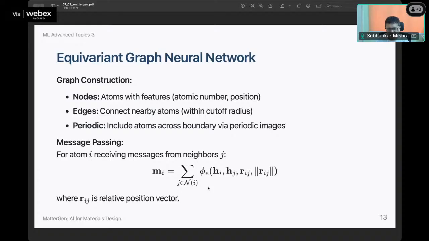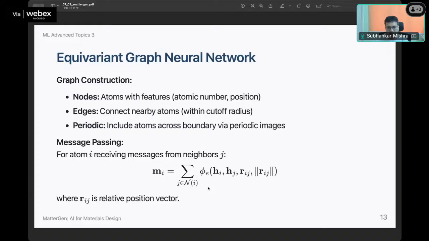So first, let's go back a little bit and recap what graphs are. In graphs, basically we can have nodes. So here, for example, we have atoms with features, and edges will be connecting nearby atoms within a cutoff radius, and then periodicity will include atoms from across the boundary via periodic images.